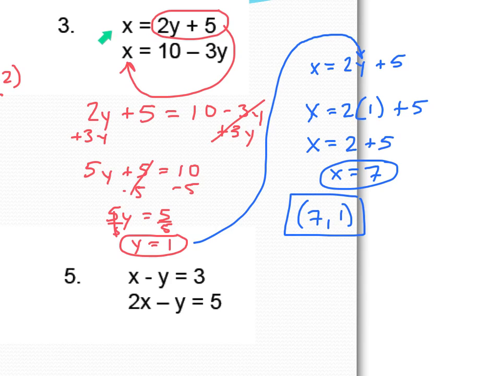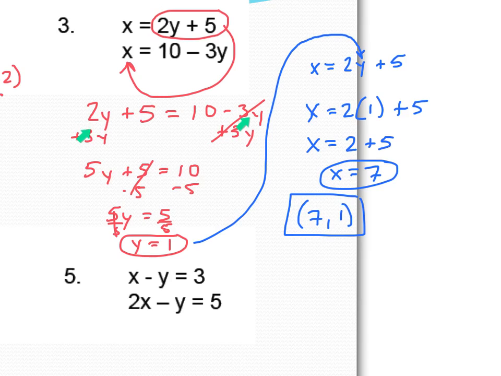Here we go. Two equations. X equals 2y plus 5. X equals 10 minus 3y. You should notice right away, first step, solve for one of the variables. I should notice both equations are solved for x. Don't get confused by this. You know x equals this, x equals that. Take the first equation. I know x is 2y plus 5. I'm going to take that and plug it into x for the other equation. Replace it. Okay? That's going to give me 2y plus 5 equals 10 minus 3y.